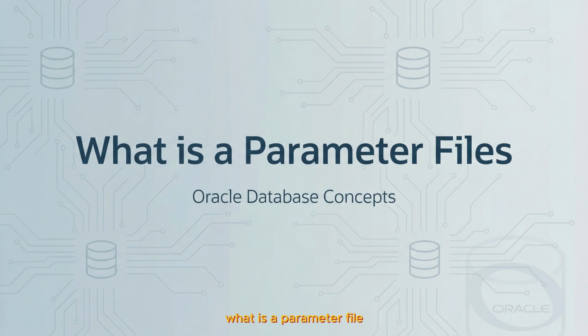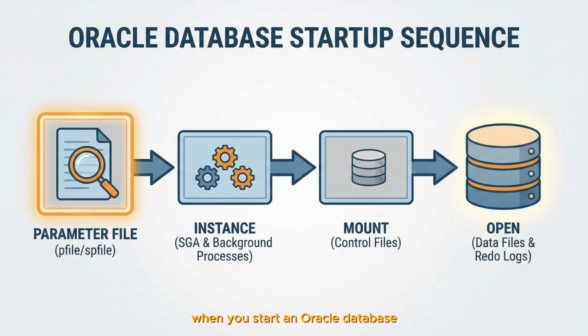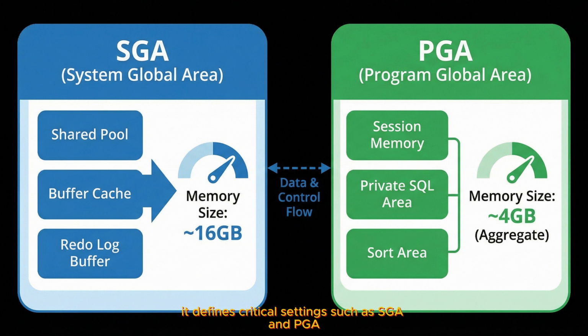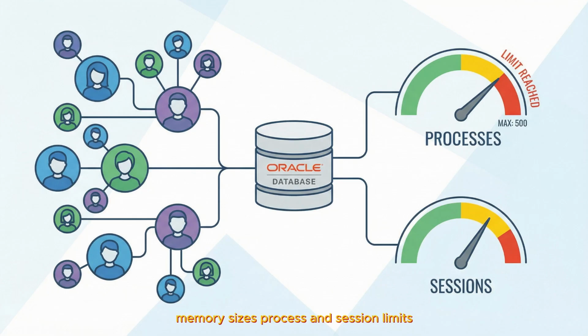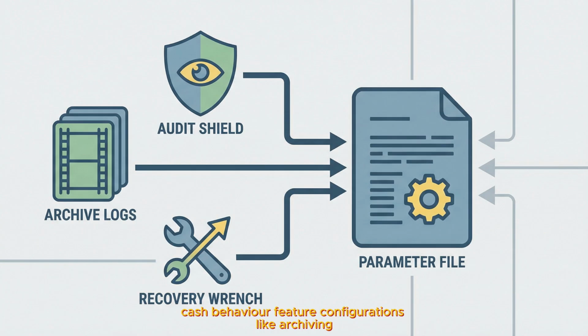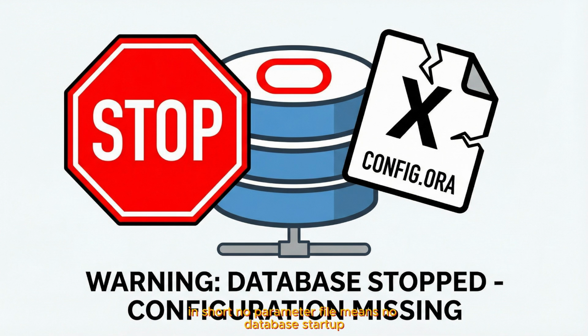What is a parameter file? When you start an Oracle database, the very first thing Oracle looks for is a parameter file. This file tells Oracle how to build the instance in memory. It defines critical settings such as SGA and PGA memory sizes, process and session limits, control file, data file, and log file locations, cache behavior, feature configurations like archiving, auditing, and recovery options. In short, no parameter file means no database startup.